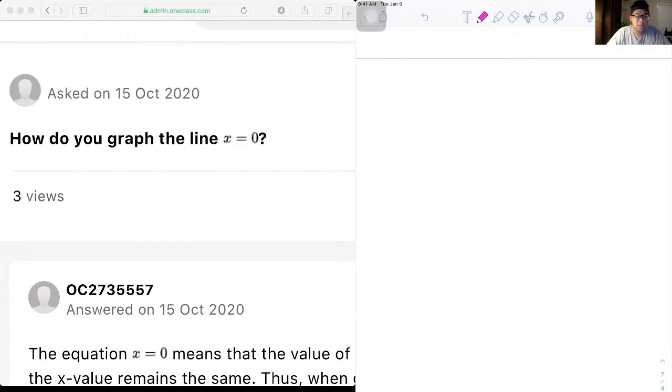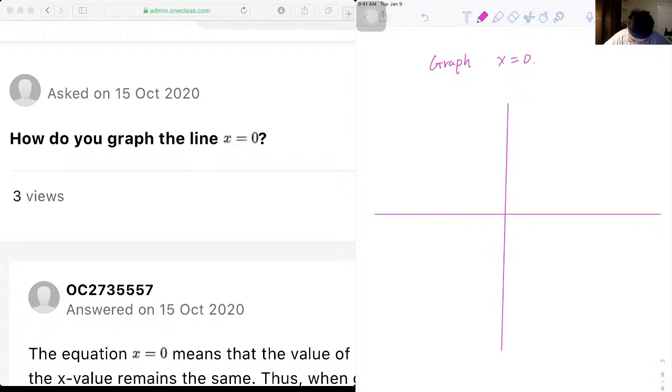So the next one is asking us how to graph the line x equal to 0. Okay, so graph x equal to 0. First, let's draw the xy axis. That's the y axis. This axis, that's 0, that's 1, 2, negative 1, negative 2. Alright.